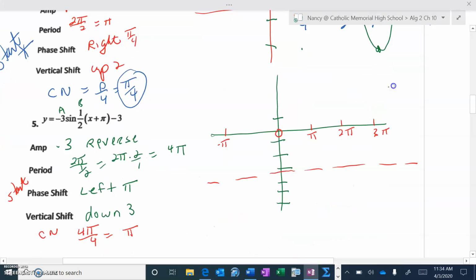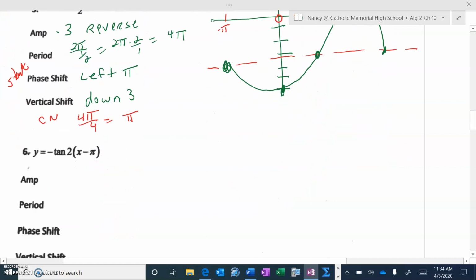So if I graph a sine graph starting at -pi, sine starts on the axis, then it usually goes up, but this one's going to go down. Then it goes to the axis, then it's going to go up, and then it's going to go back to the axis. So there's your sine graph.